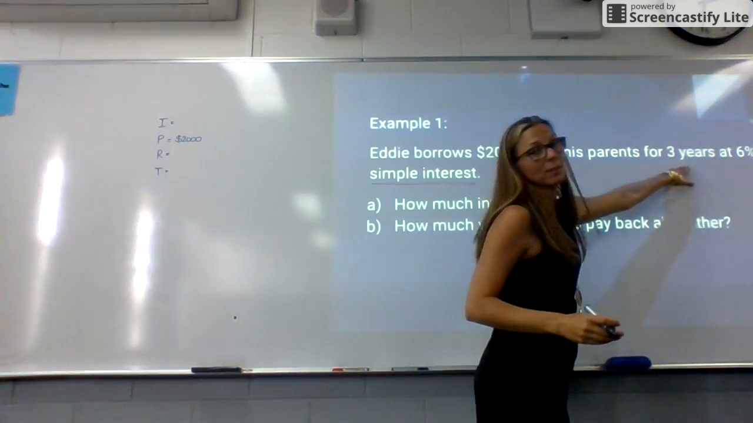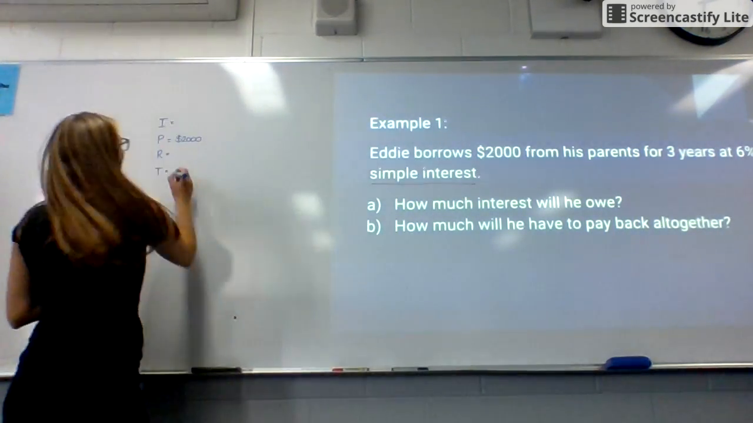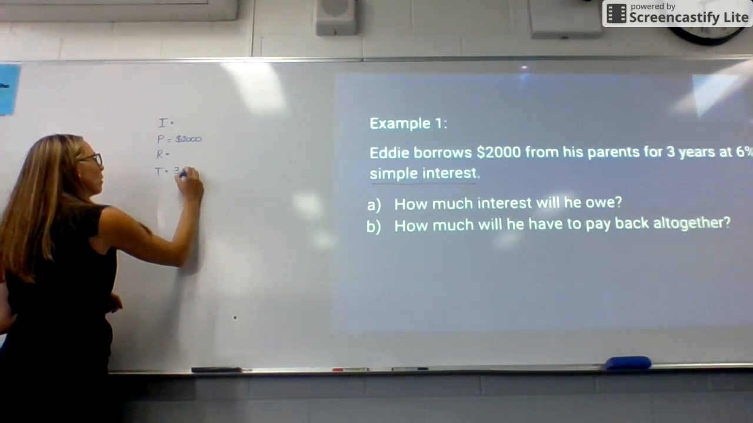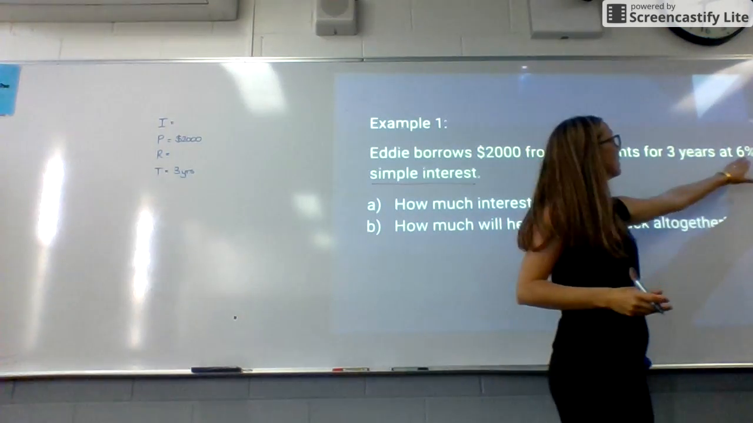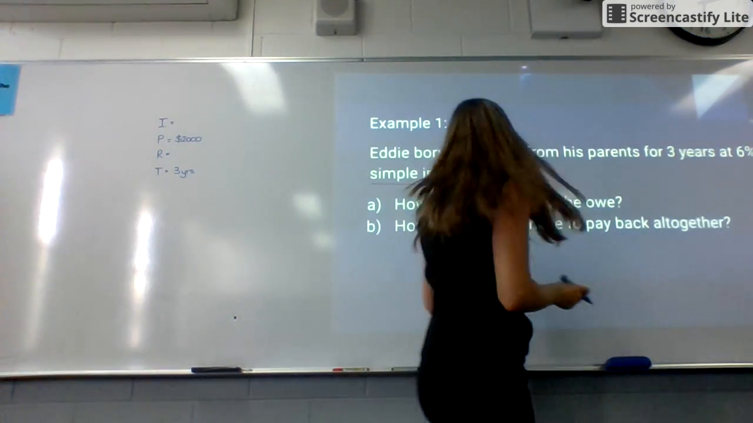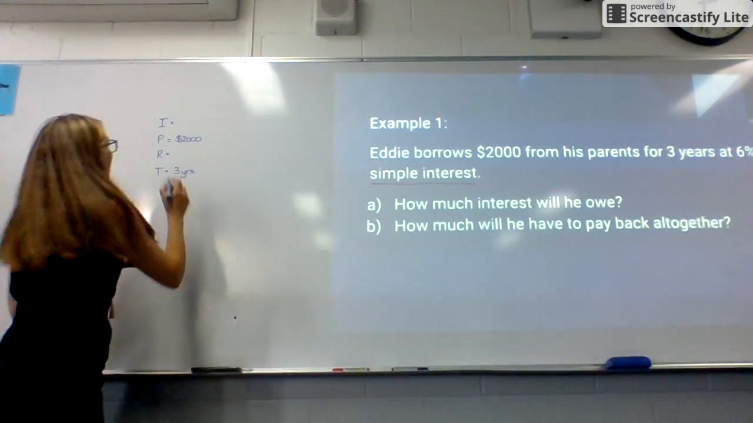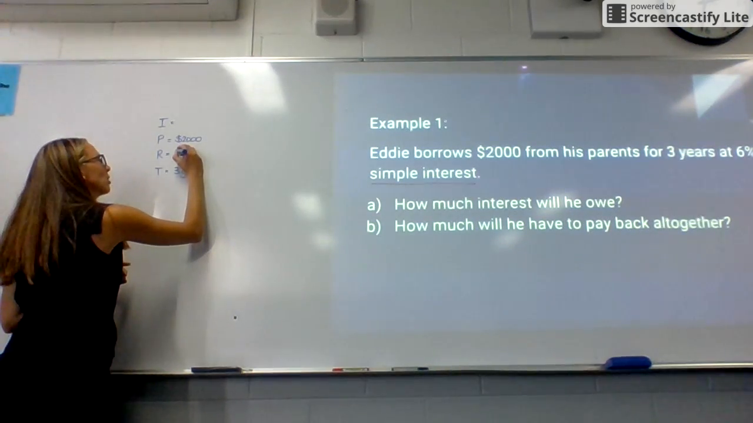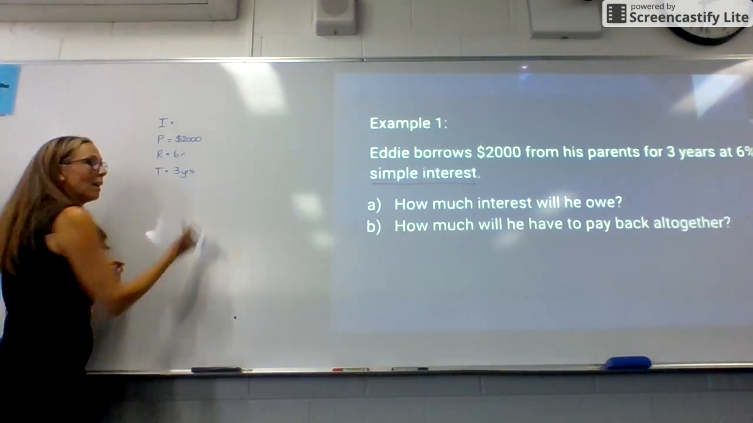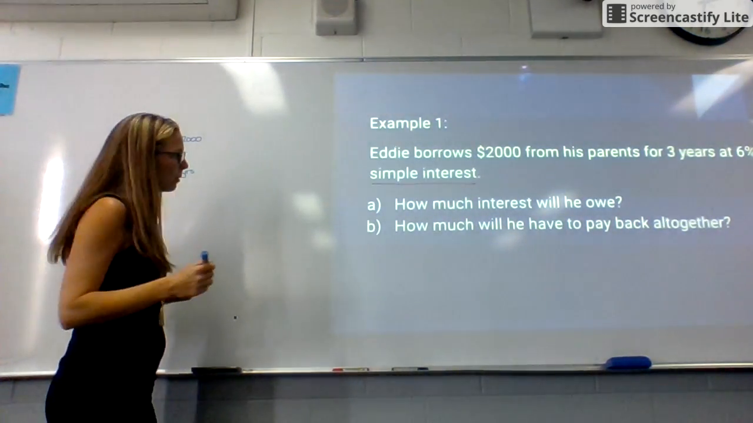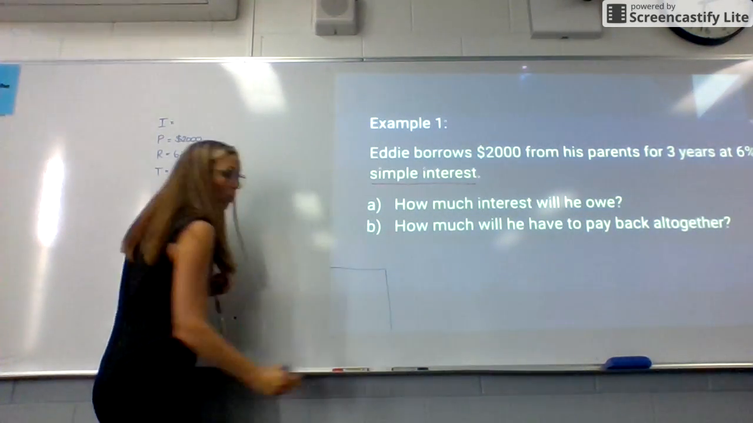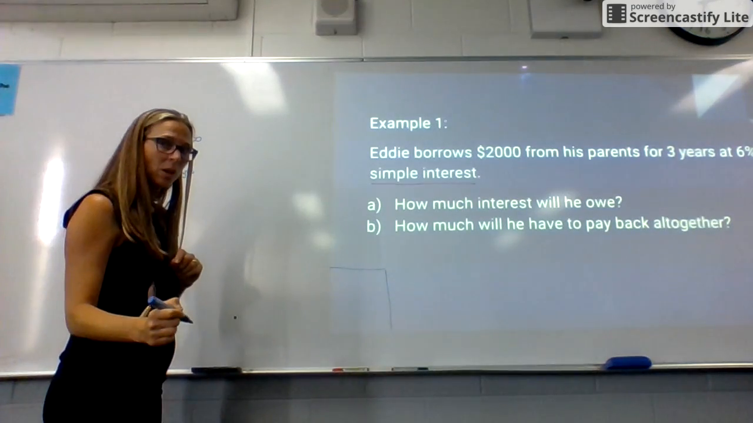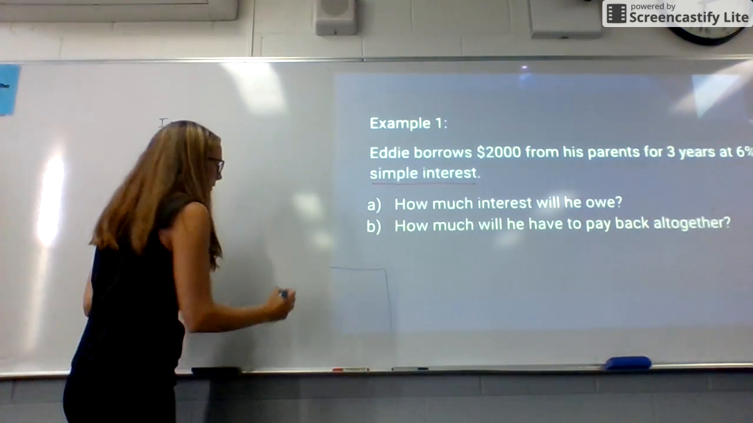For 3 years. That's our time. At 6% per annum. So that's our interest rate. It goes under R. Now, for now, you can write 6%, but it's really important that any time we see R, we write it as a decimal. How do we do that?